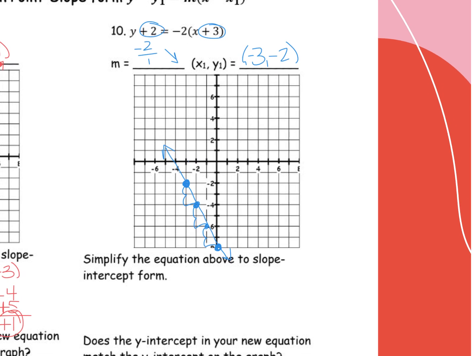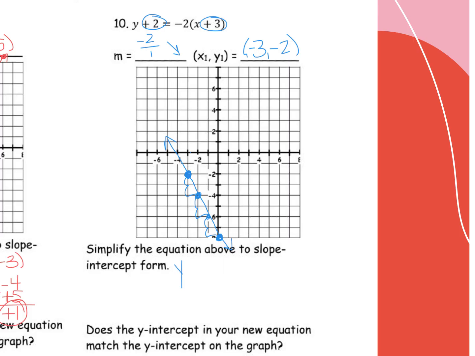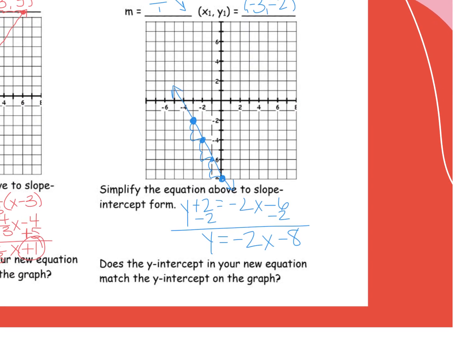So when we distribute that -2, so I have y plus 2. I'm going to distribute this -2, -2x minus 6. I'm going to move my positive 2 by subtracting it. y equals -2x minus 8. Does that match our y-intercept in our graph? Why, yes, it does, because they are the same.